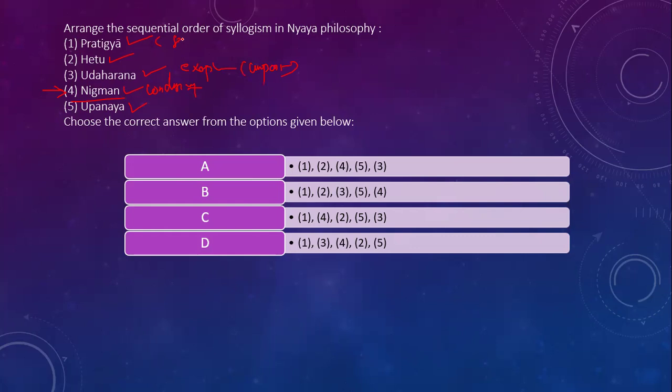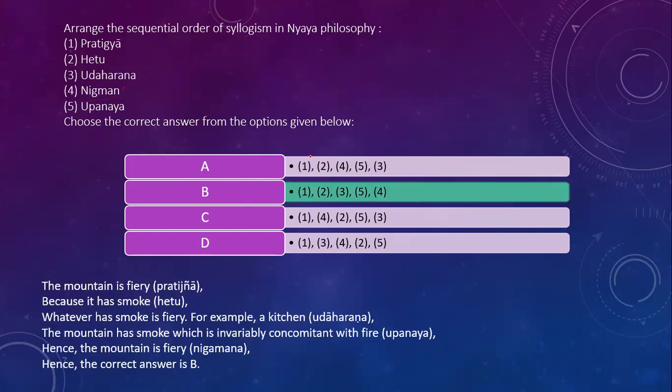Hetu is the reason, like perception through sense organs. Pratijna is the subject or term that we are relating to. Upanaya is an inference. So the order would be pratijna, hetu, udaharana, upanaya, and nigamana.